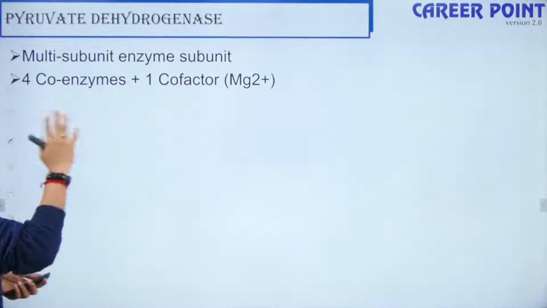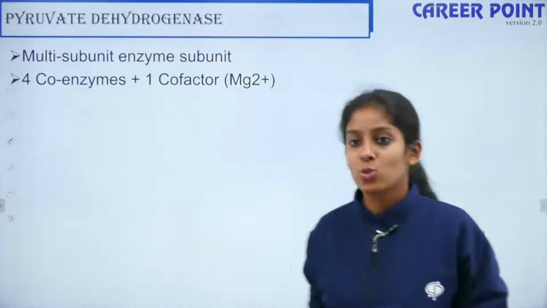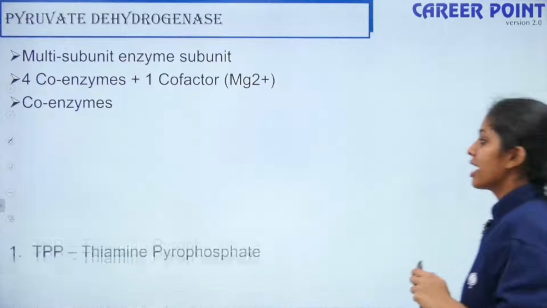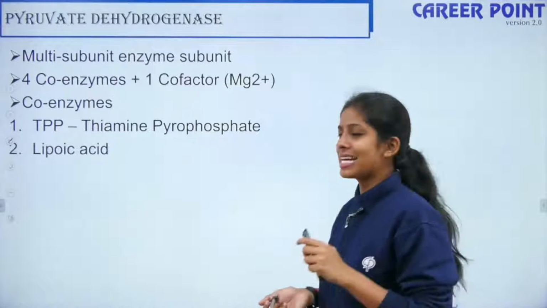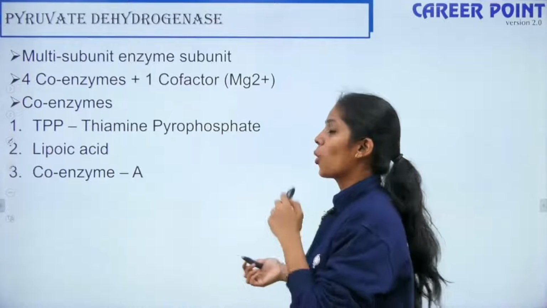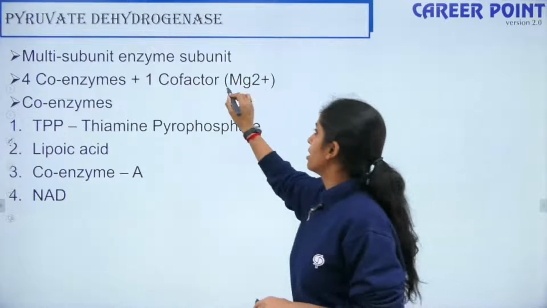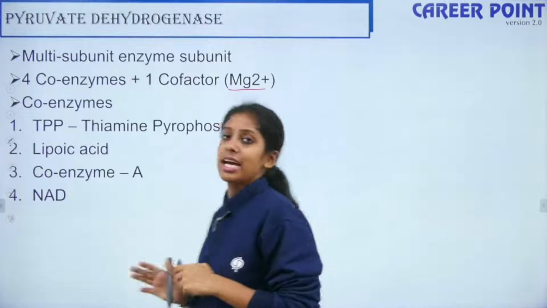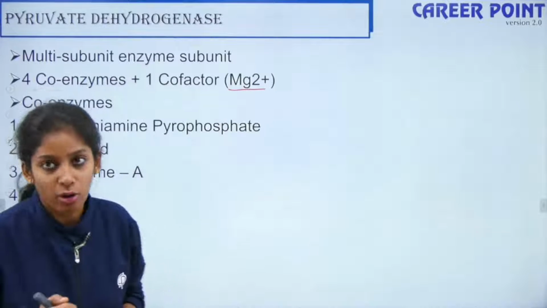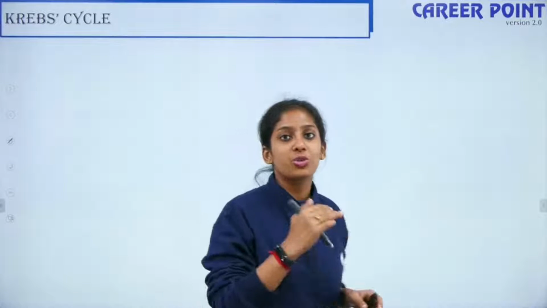This particular enzyme, pyruvate dehydrogenase, has 4 coenzymes and 1 cofactor. The coenzymes are TPP, thiamine pyrophosphate, lipoic acid, coenzyme A, and your NAD+. And the cofactor here is Mg2+. So these are all the components that this enzyme pyruvate dehydrogenase is made of. All right? Okay. So now right after the link reaction, this continues into the Krebs cycle.